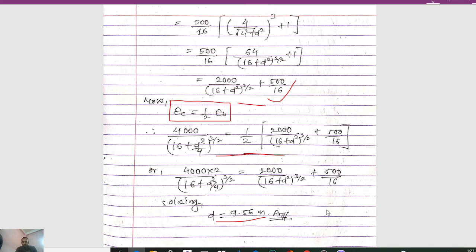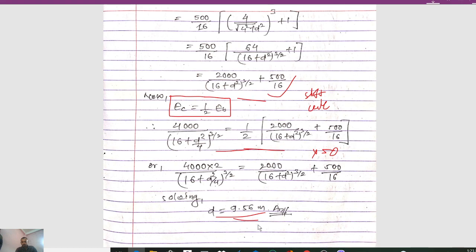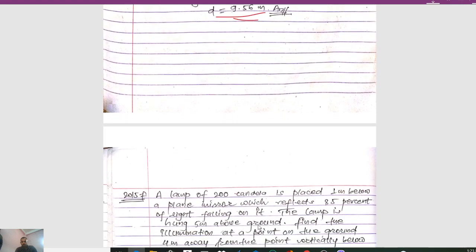So here, put all these values in terms of x in the calculator, then press shift and calc, and calculate the value at x equal to 0. At x equal to 0 you'll get the value of d as 9.56. Type this equation in the calculator in terms of x, press shift and then calc, and calculate the value at x equal to 0. You will get the value of d as 9.56 meters. So this is our required answer, sir.